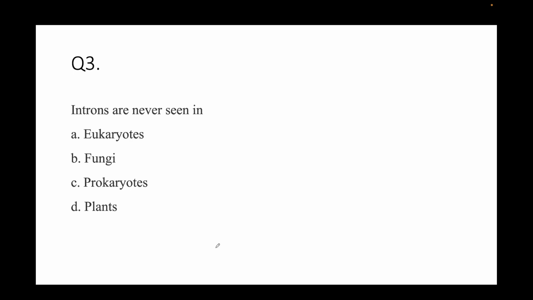Here is your next question. Introns are never seen in eukaryotes, fungi, prokaryotes, or plants. Try to answer this question. We will be discussing the answer in 2 minutes.